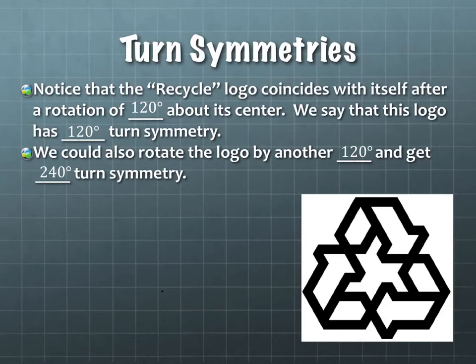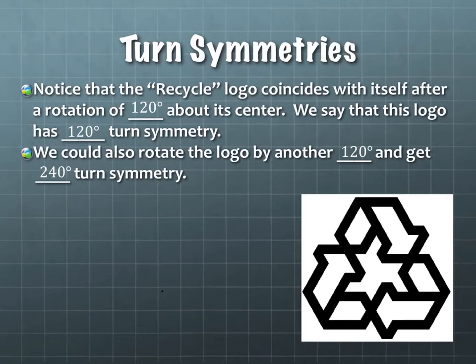But it's interesting because if you turned it another 120, it would still do the same thing again. And if you did 120 twice, that's 240. So it has a turn symmetry of 120 and 240. We can do that with any shape that we wish. So if you take a look at that recycle symbol, the reason that it's 120 is because we did 360 divided by 3. There are three sort of images where I turn it 1/3 of the way and I get back to where I began.